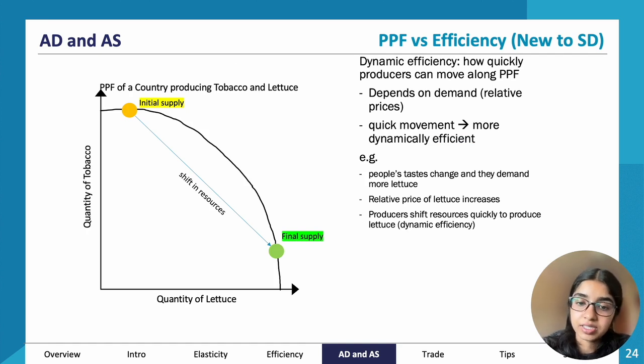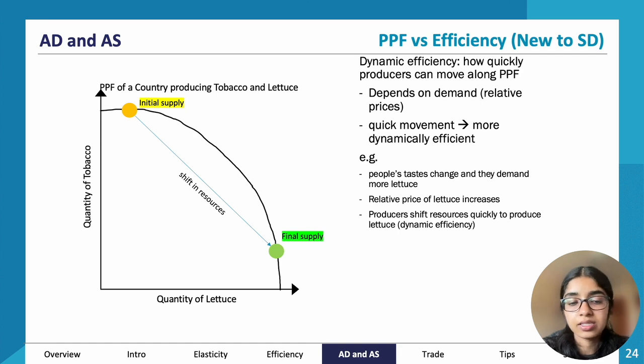Next is dynamic efficiency. So it's basically how quickly producers can move along the PPF. So how can they use the resources that they already have to produce a new good or service that's actually in more demand. So for example here, if people's tastes change and there is greater demand for lettuce, so let's say the yellow is the initial supply and then the green here is the final supply. If people have a different taste, they decide that they like different things, there's a shift in resources. So for example, let's say people demand more lettuce.